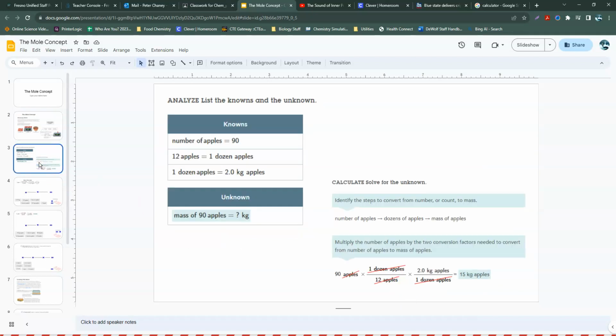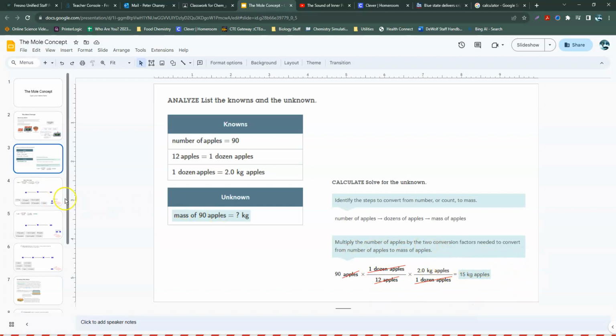So, knowing that, now we're going to use the exact same way to calculate what 90 apples is going to weigh. So we just plug in 90 instead of 1, and again we're crossing out like terms: apples for apples, dozen apples for dozen apples, which leaves us with kilograms, and so we have 90 times 1 times 2, which is 180 on the top, 12 times 1 on the bottom, which is 12. 180 divided by 12 is going to be 15 kilograms of apples.